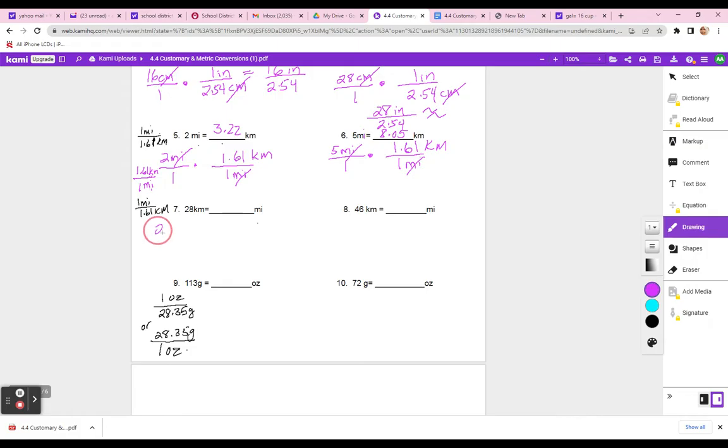Again, I will continue. So 28 kilometers over 1 times, all right, we want the kilometers to divide out. So you see I need this factor right here. 1.61 kilometers, and we'll have 1 mile here. So the kilometers will divide out. We'll have 28 miles on top. Divide that by 1 times 1.61. And when you divide these two out, you should get approximately 17.39.